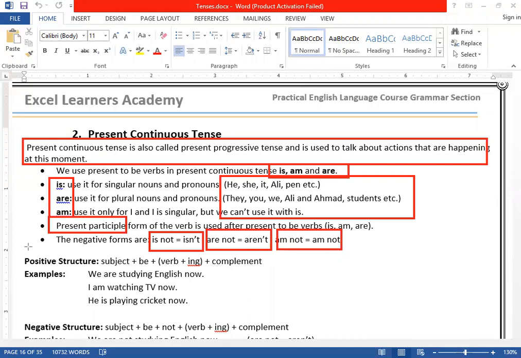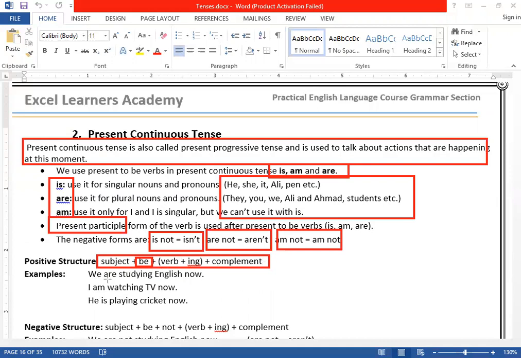Here is the positive structure. In positive structure, we use first of all what? Subject. After subject, we will use a be verb like is, am, are. It depends on the subject which to-be verb we need to use, clear? Then after that, we will use verb plus ing plus complement.